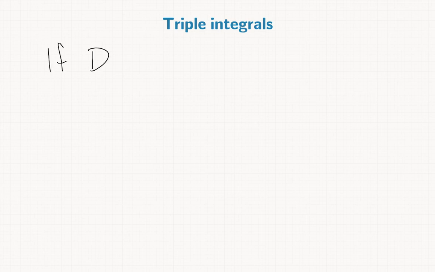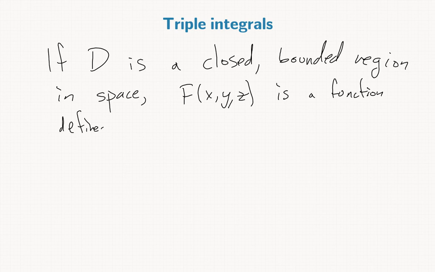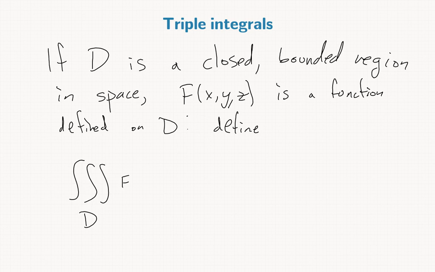So if D is a closed and bounded region in space, and f(x, y, z) is a function defined on D, we can define the integral of f over D, and we'll use the symbol dV for volume.